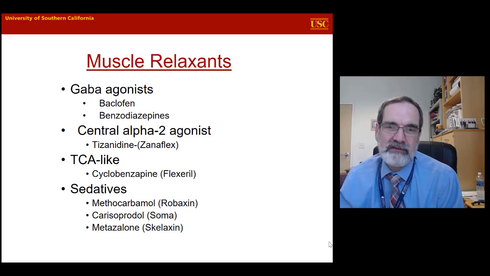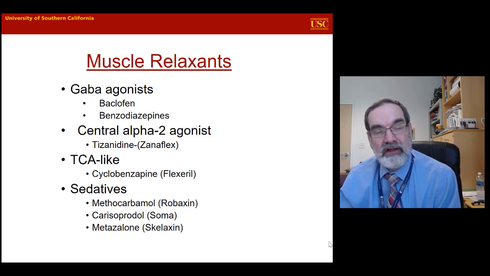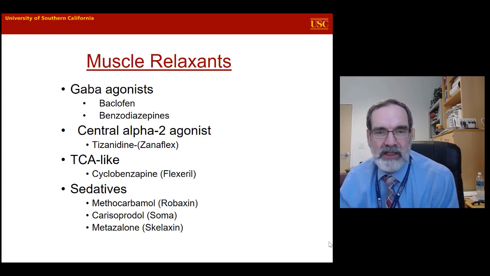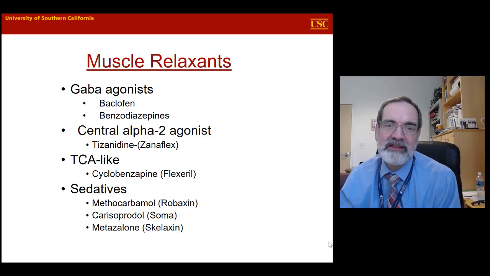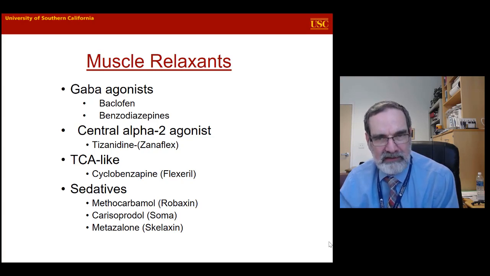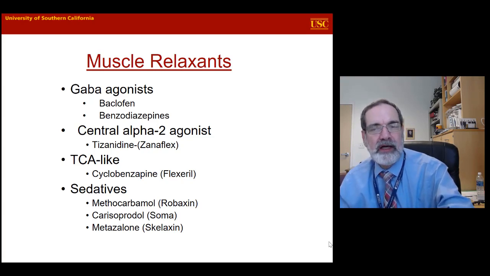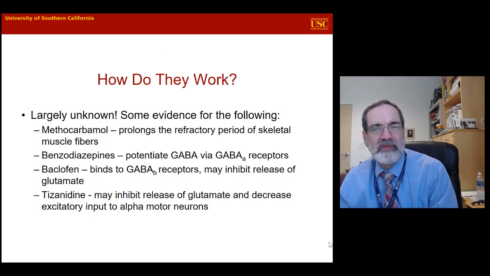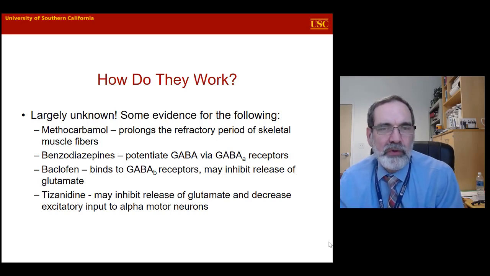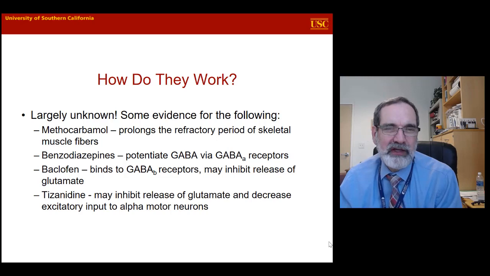Sedative medications. A lot of the muscle relaxants are somewhat sedating. Methocarbamol or Robaxin, carisoprodol is Soma, and metaxalone is Skelaxin. All three of these medications can be sedating, and these are all pretty common muscle relaxants. So overall, even though we categorize them as I just showed you, we really don't have a lot of information for how they work.